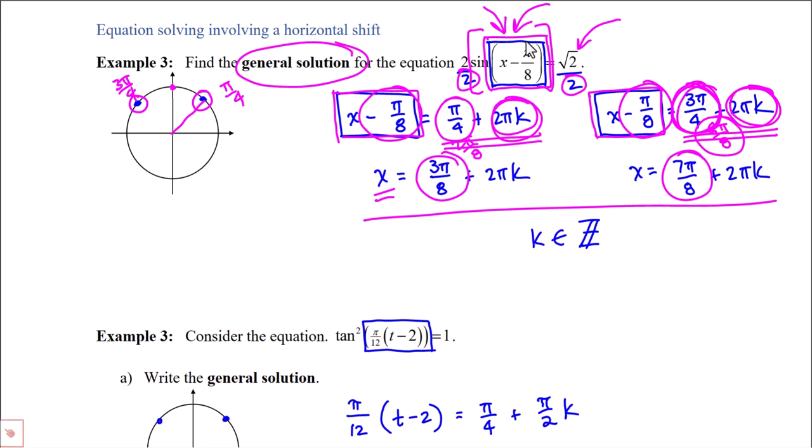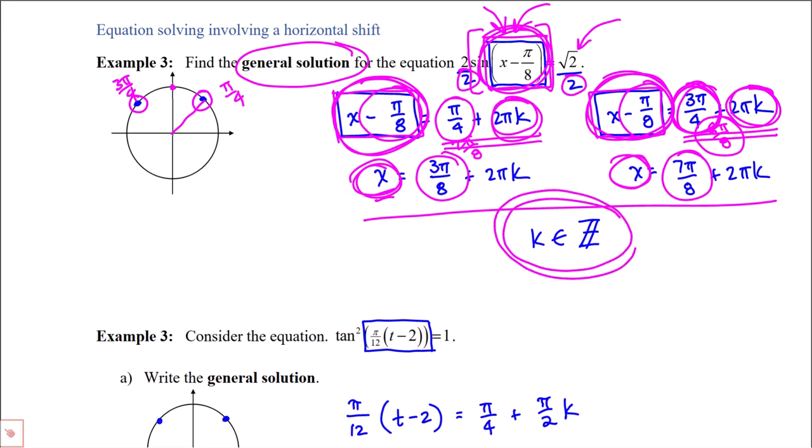Don't forget, I'm going to solve for the expression first, and then I'm going to solve for x. And as usual, we have to define k, and k can only be an integer.